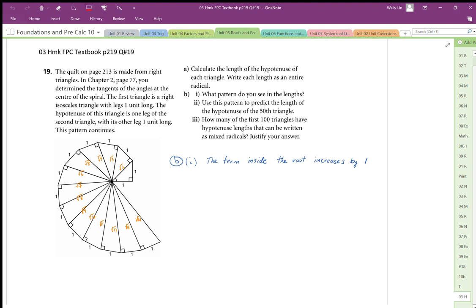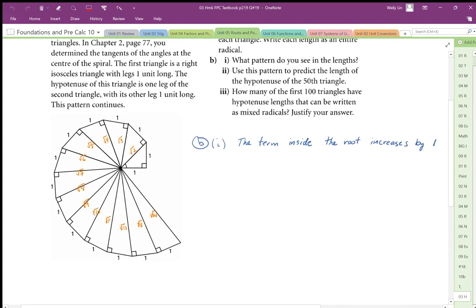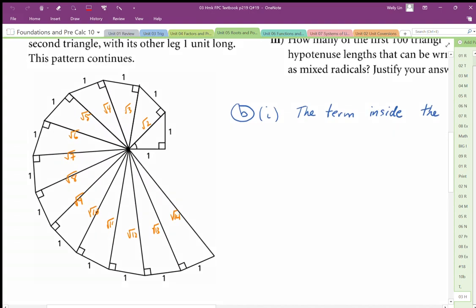In question number 19, it asks us to find the length of the hypotenuse of this pattern for each successive triangle. As I calculate this, I'm using Pythagoras, so 1 squared plus 1 squared equals 2, so we end up with square root 2. Root 2 squared plus 1 squared is going to be 3, so we end up with root 3.